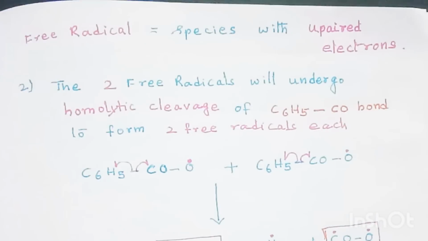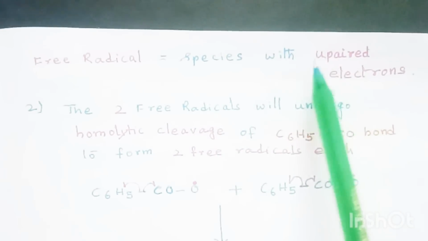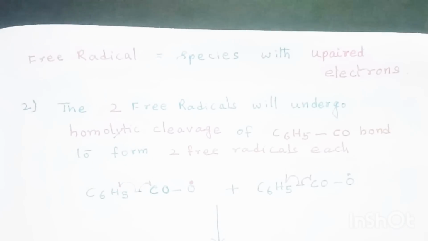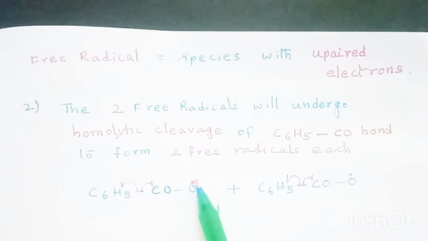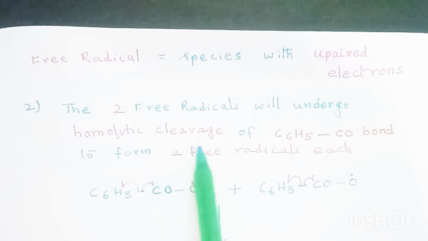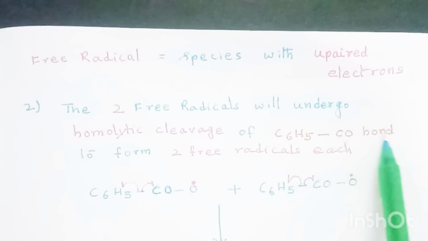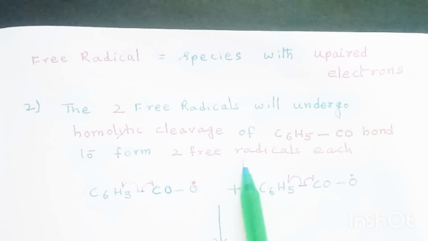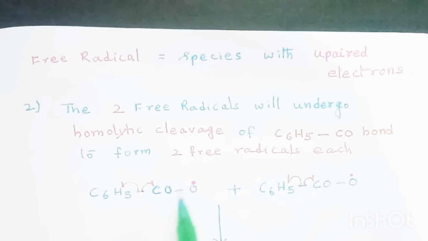Now, what is a free radical? Free radical is a species with unpaired electrons. So this oxygen has one unpaired electron. So it is a free radical. The two free radicals will undergo homolytic cleavage of C6H5 C double bond O bond to form two free radicals each. So C6H5 CO O radical.